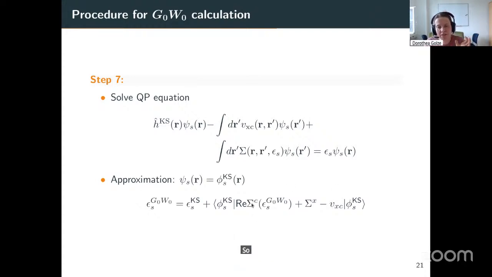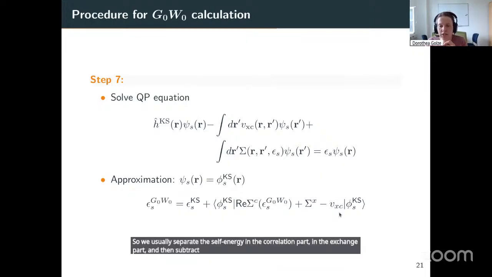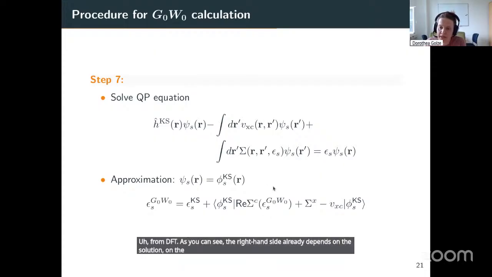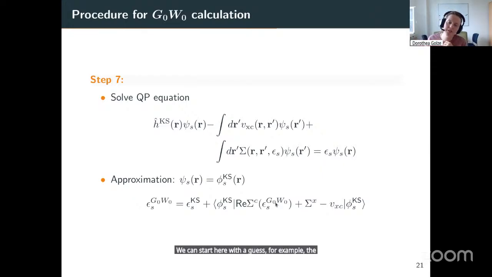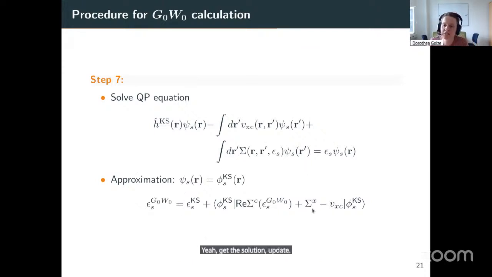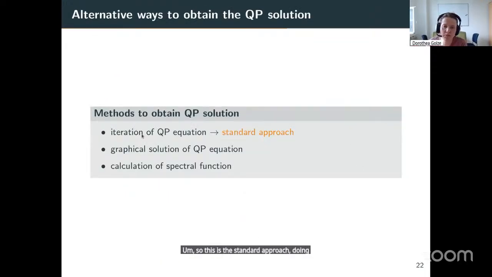So we usually separate the self-energy into the correlation part and the exchange part, and then subtract the exchange-correlation functional from DFT. As you can see, the right-hand side already depends on the solution, on the GW energies, on the quasi-particle energies. That means we have to solve it iteratively. We can start here with a guess, for example, the Kohn-Sham DFT energies, and then get the solution, update, insert again, etc., until we solve this fixed point equation. So this is the standard approach, doing this iteration of the quasi-particle equation.